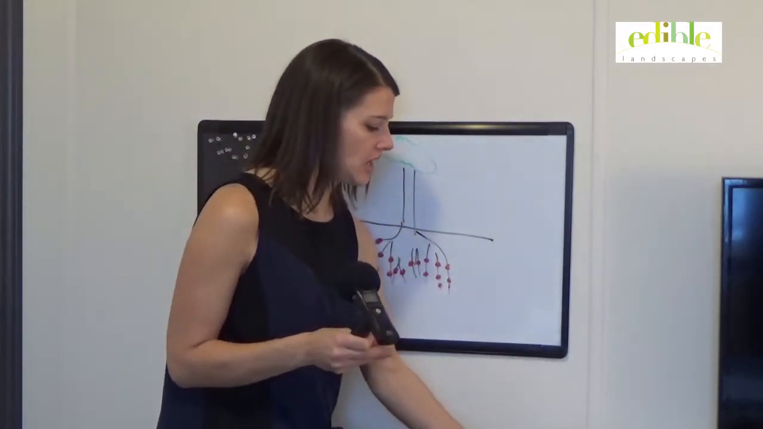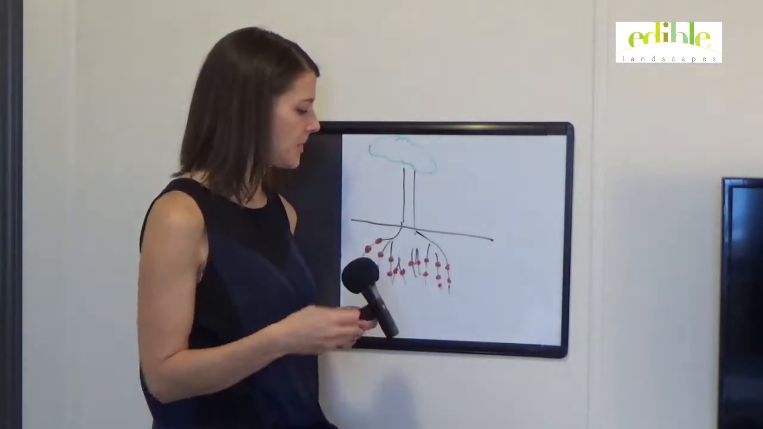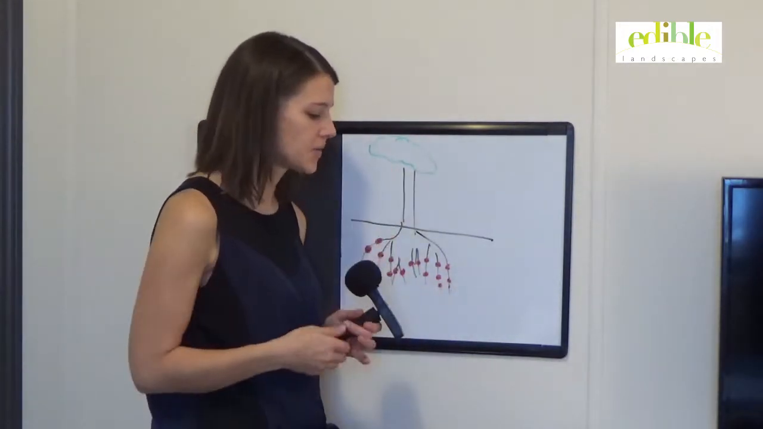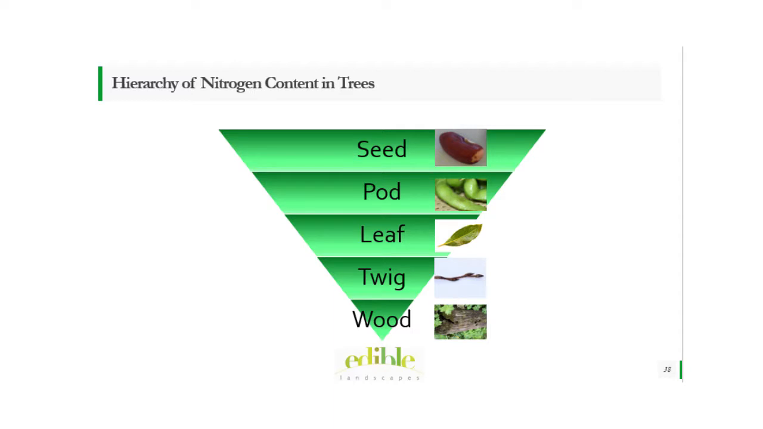And this tree then acts as a pump as well. So the hierarchy of the nitrogen in trees, when we're looking at what parts of the tree have the most nitrogen, the seed has the most nitrogen, followed by the pods, the leaves, the twigs, and then the wood, which doesn't have a lot of nitrogen in comparison to the other components.